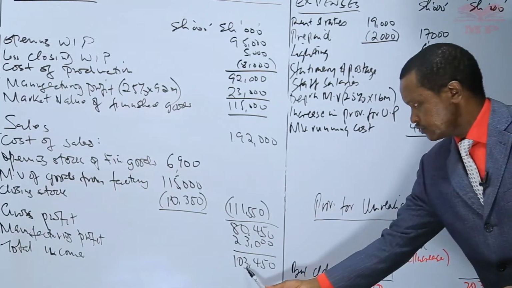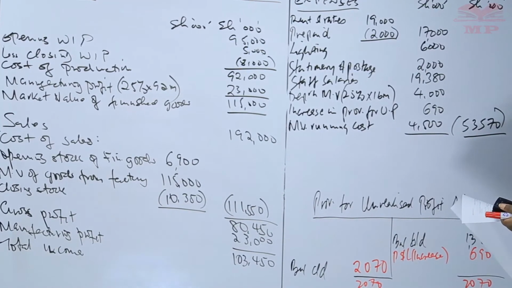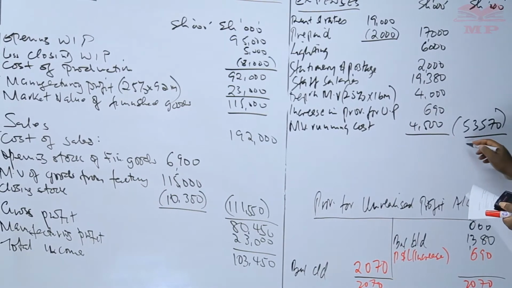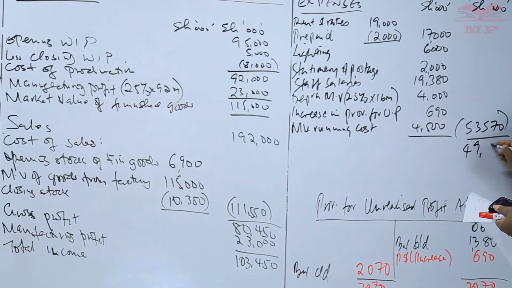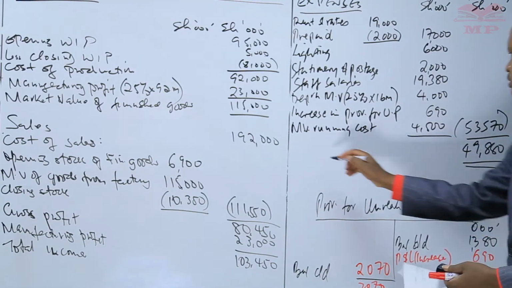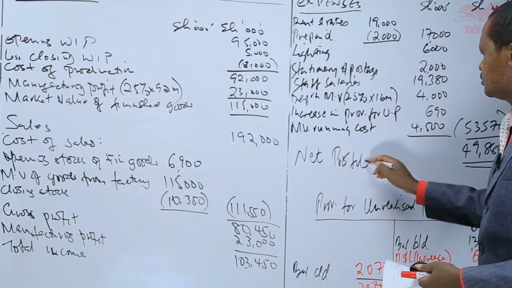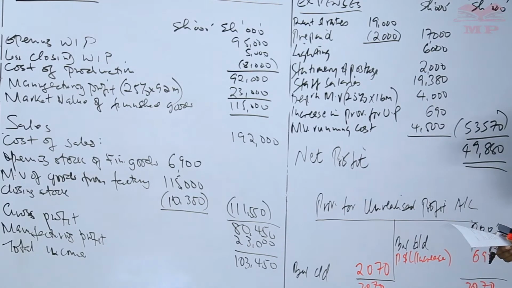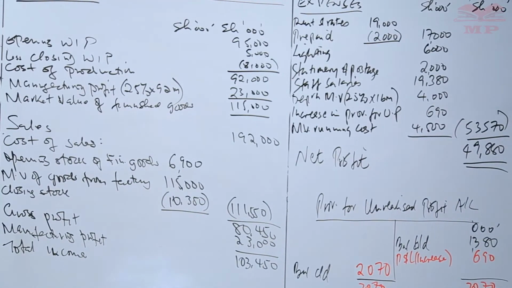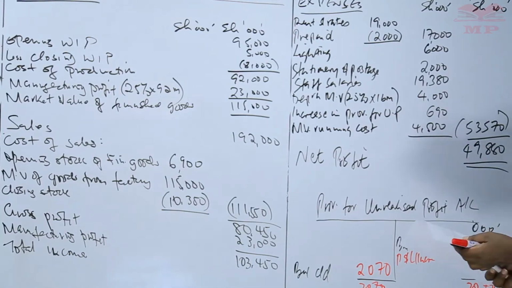Deduct total expenditure from the total income, minus 103,450. So my answer here is 49,880. This is what we call the net profit. So that is the net profit, 49,880.